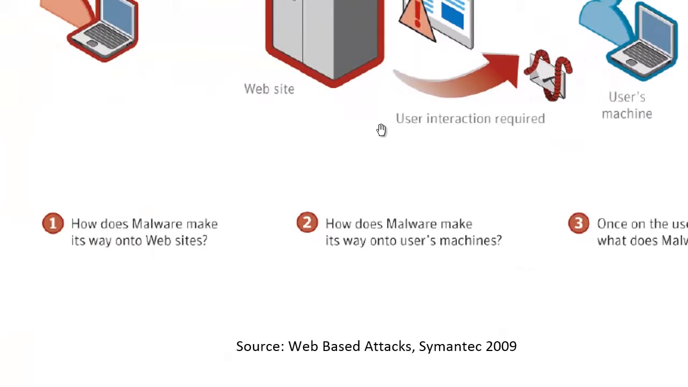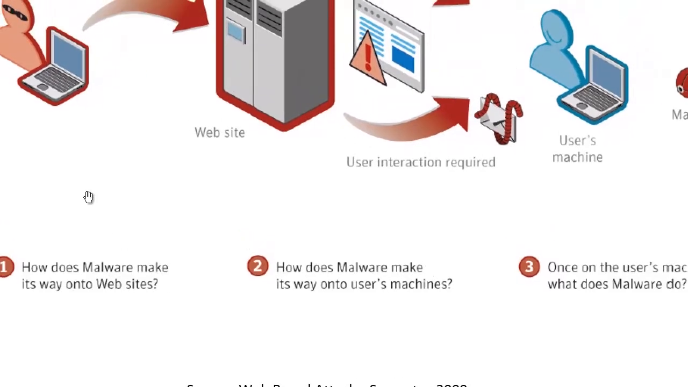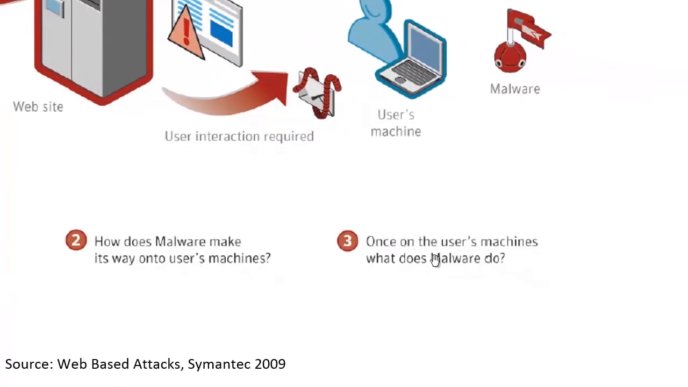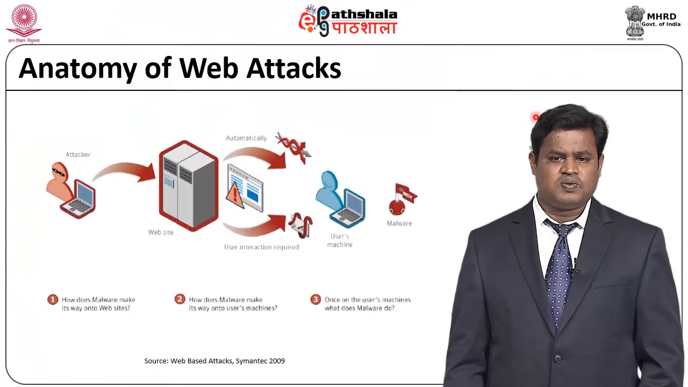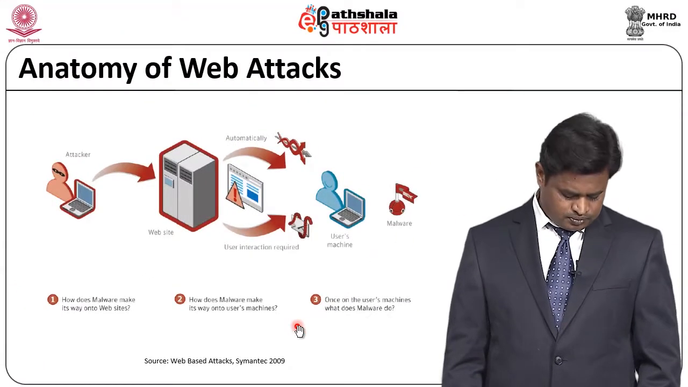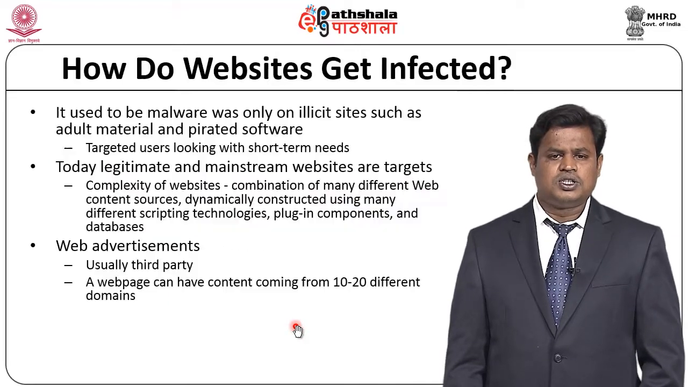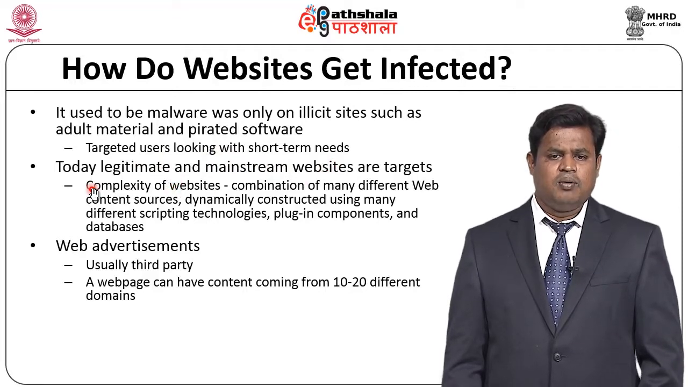So, how does malware make its way to your website? This is the way, the first one. And the second, how does malware make its way onto your user machine, and once on the user machine, what does the malware do? Once it is successfully launched, it starts getting control of your system. How do websites get infected? It used to be that malware was only on illicit sites such as adult material and pirated software. Here the targeted user looks for short-term needs, and they try to inject their malware content.